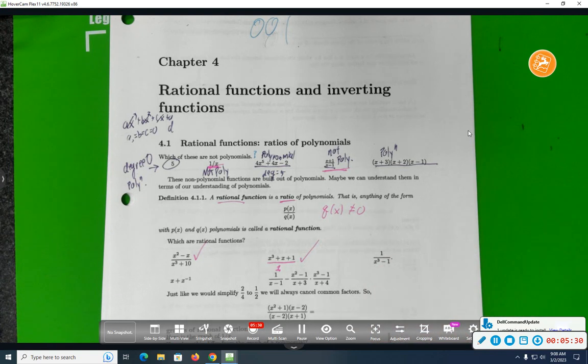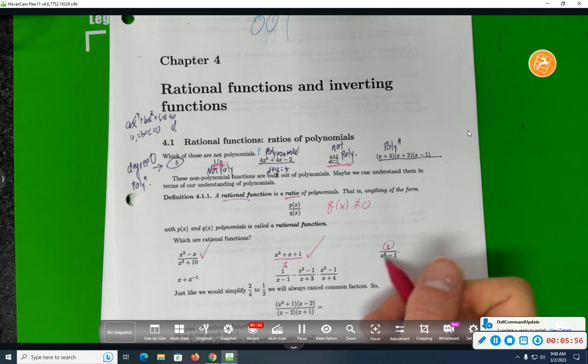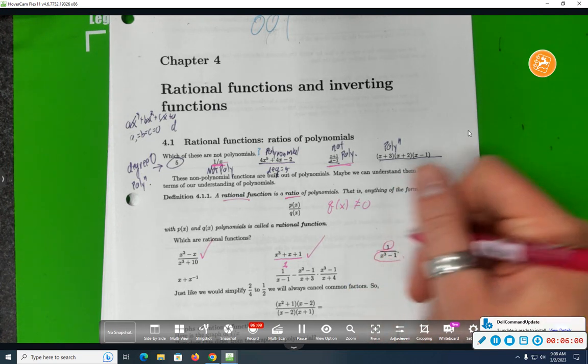How about this next one? 1 over x cubed minus 3. Rational function? Folks for yes? Folks for no? Well, let's see. It needs to be a ratio of polynomials. Is that a polynomial? Yep, it's a constant polynomial. And that's why I want constants to be polynomials. I want to be able to study functions like this and call them rational. Is the denominator a polynomial? Yep, so it's a rational function.